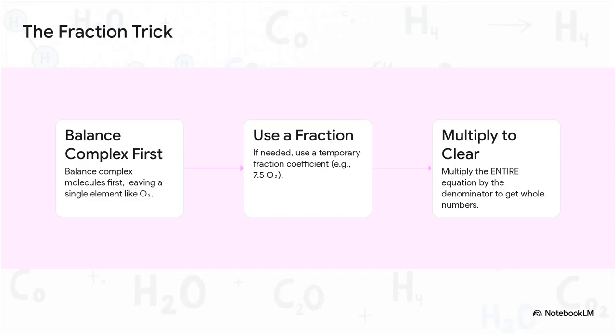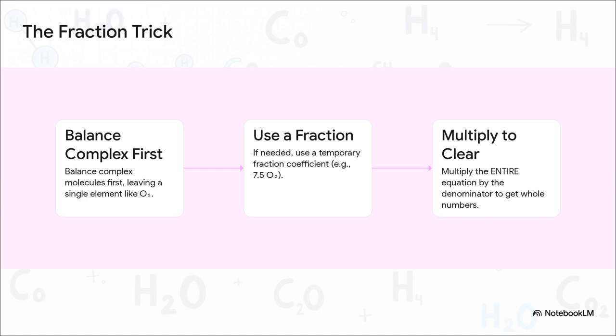Now, here's a super cool trick for when you get really stuck. Let's say you need 7 oxygen atoms, but it only comes in pairs as O2. What do? Well, you can kind of cheat for a moment. Just use a fraction. Write 7/2 as the coefficient. I know it looks illegal, but hang on. Once everything else is balanced, you just multiply the entire equation by whatever that bottom number is. In this case, 2. And like magic, the fraction disappears, everything doubles, and you're left with clean, whole numbers.